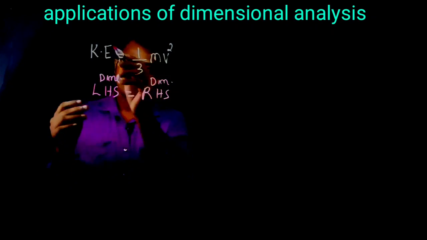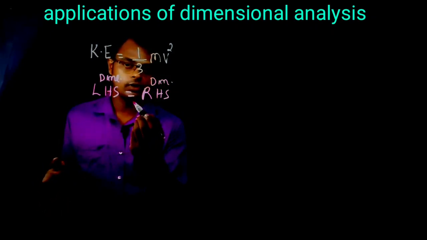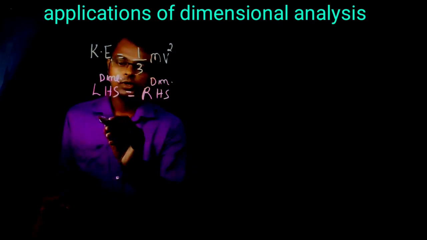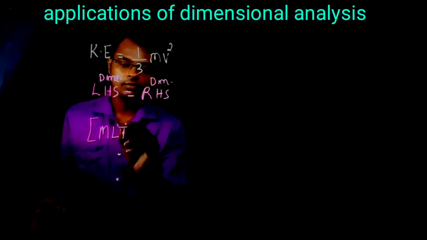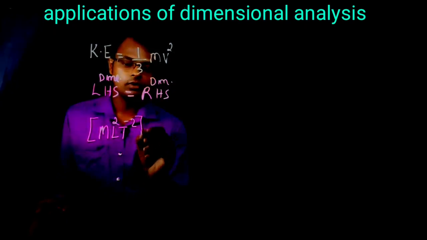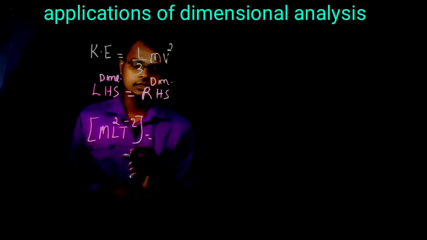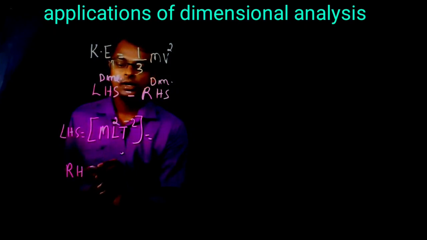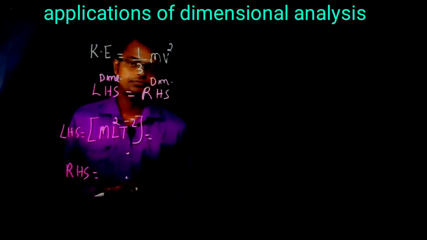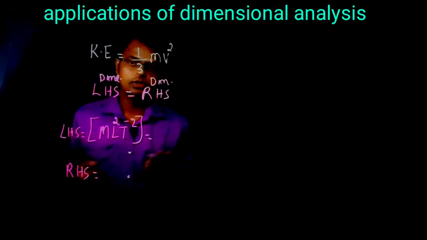LHS is energy, right? Energy means work done, and work done is kilogram meter square second to the power minus 2. So the LHS dimensions are M L square t to the power minus 2. Now let's find the dimensions on RHS. What are the RHS dimensions? 1 by 3 is a dimensionless constant, and we don't bother about it while dealing with dimensional analysis.